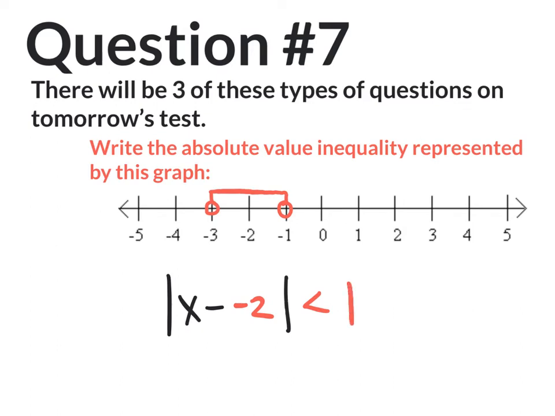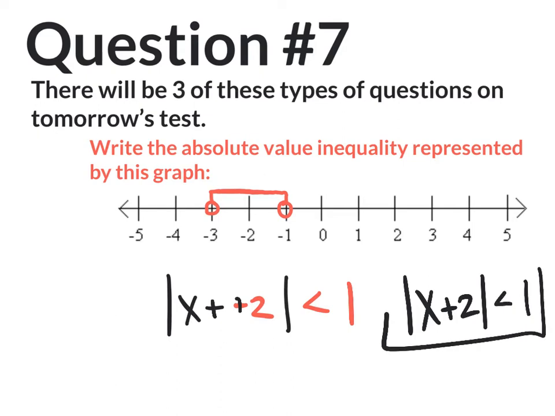The only other thing you could do is change the minus minus to plus plus. So here's your final best absolute value inequality. The absolute value of x plus 2 is less than 1. I hope we all understand that.